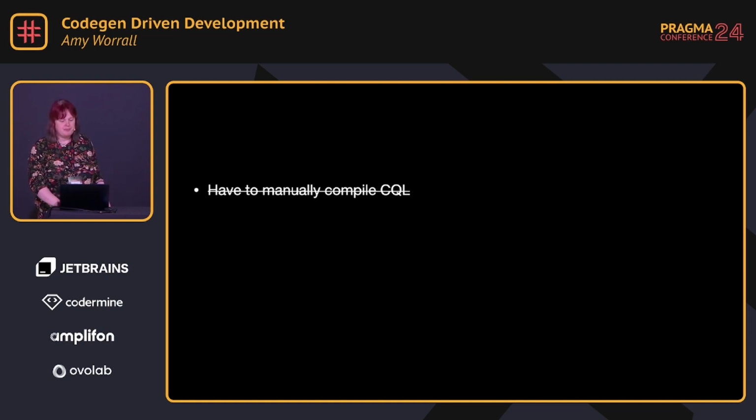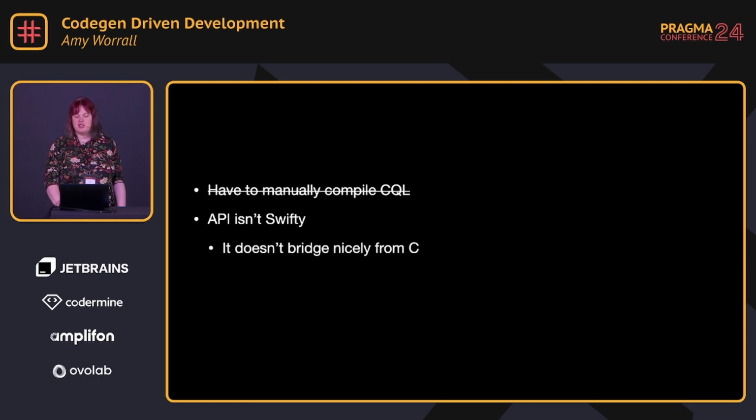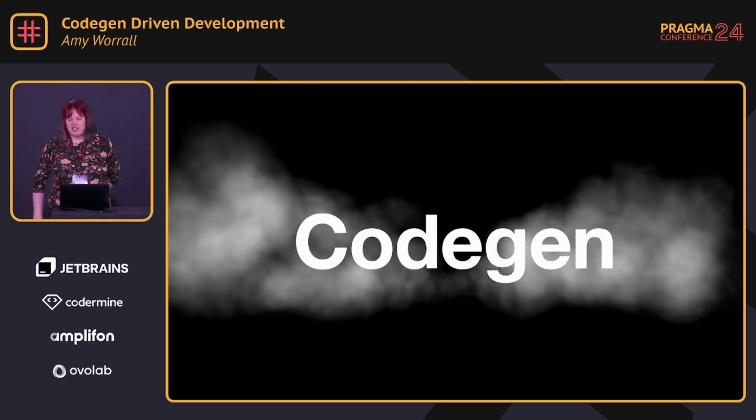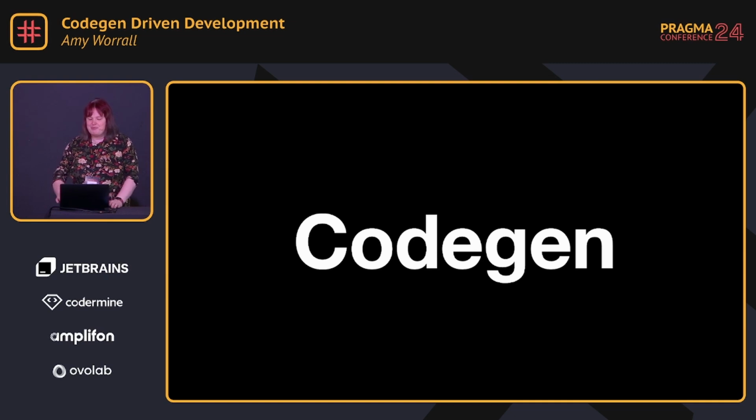It happens automatically. So let's solve this second problem where the API isn't Swifty. And if you recall, it had two parts. It doesn't bridge nicely from C. And working with these opaque result sets is annoying. So how are we going to solve that? Codegen. And I like that animation. I'm going to use it again later.